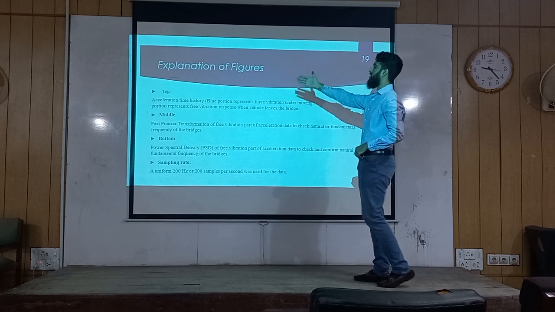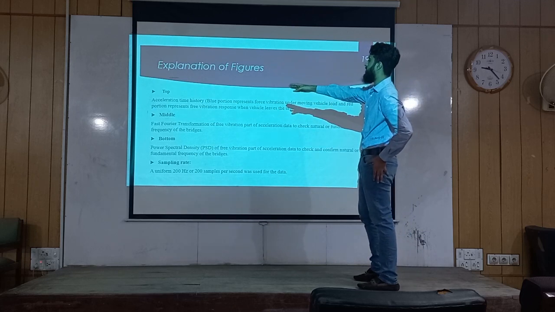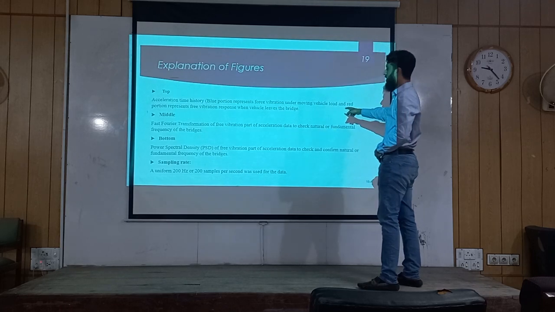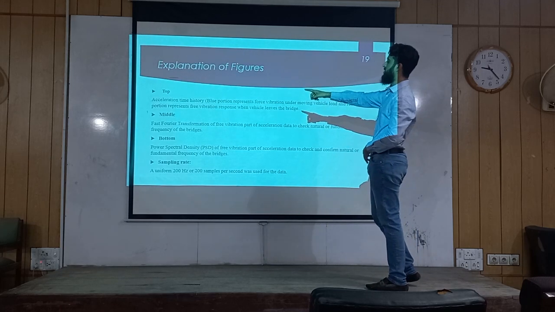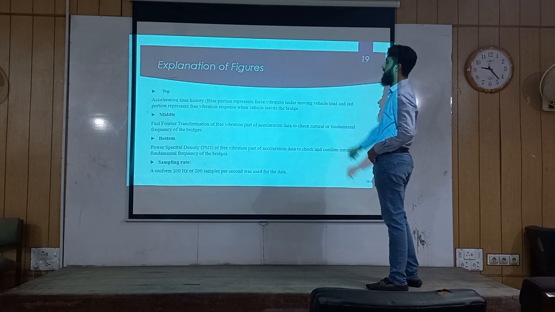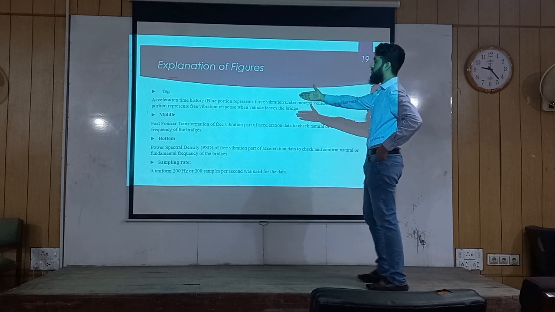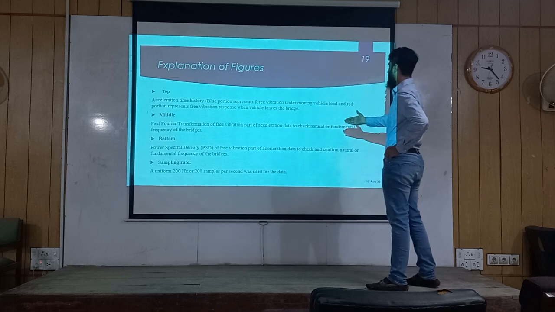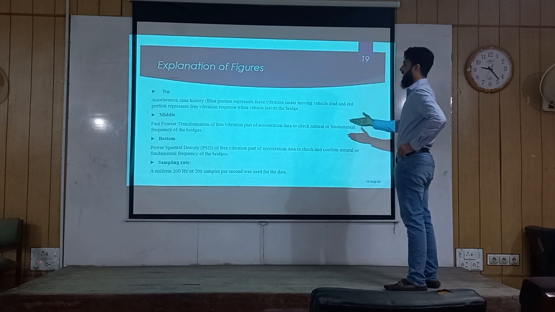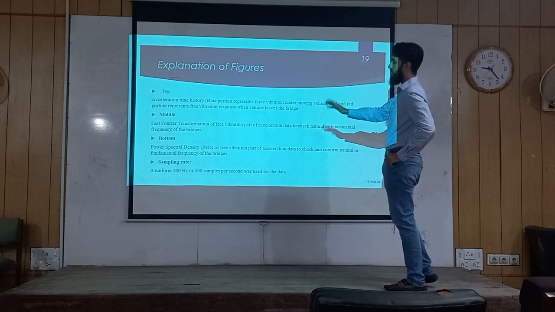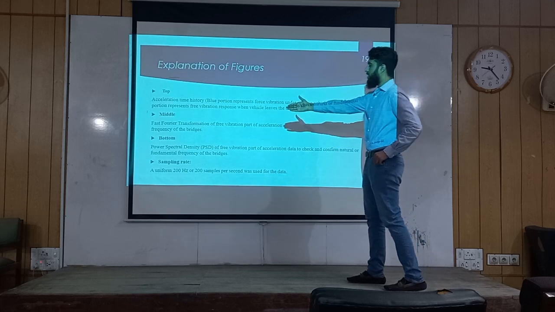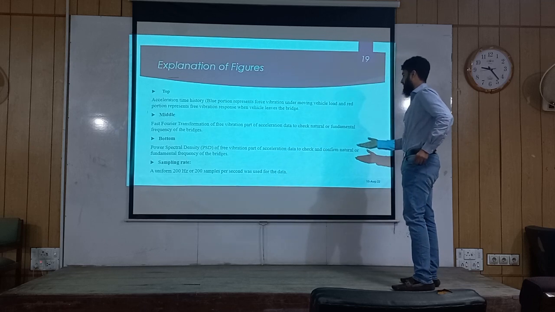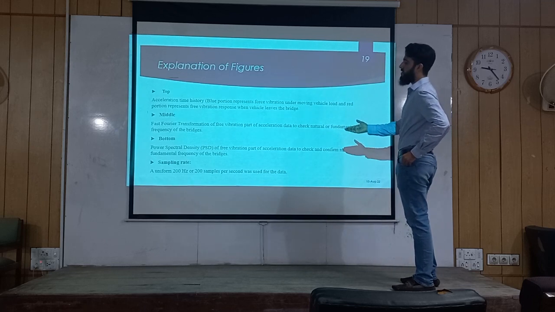Now, this is the explanation of the figure from the top, the acceleration time history. The blue portion represents the forced vibration under the moving vehicle load, and the red portion represents the free vibration response when the vehicle leaves the bridge. And now we will go to the middle. This is the Fourier transformation for the free vibration part of the acceleration data, to check the natural and fundamental frequency of the bridge. And from the bottom, I am talking about the power spectral density of the free vibration part of the acceleration, to check the natural and fundamental frequency of the bridge.